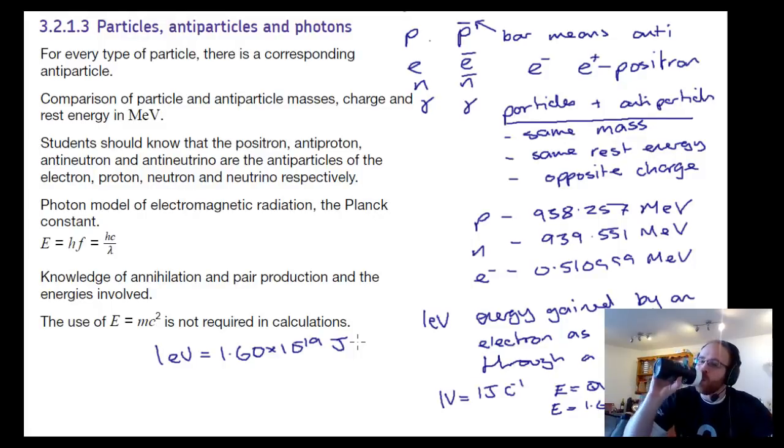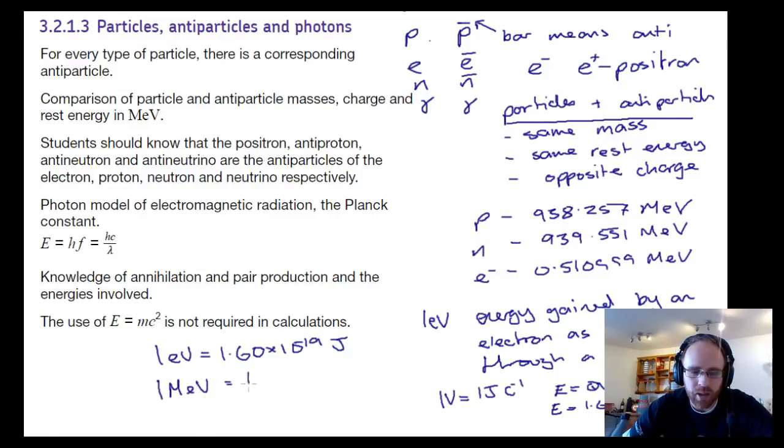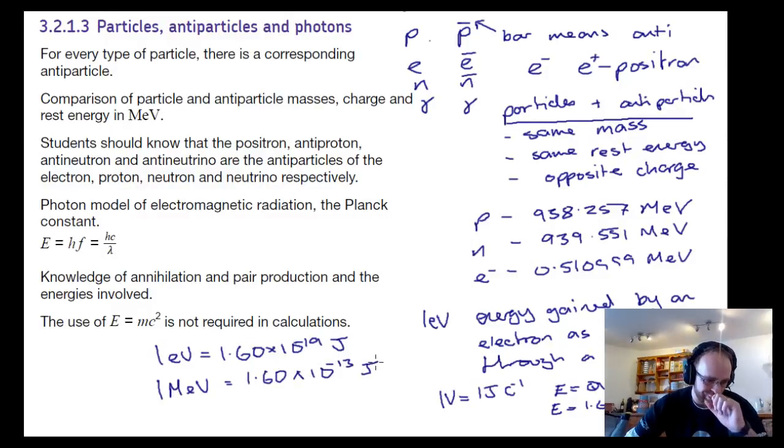But the masses and the energies that we're talking about are also really small. If we're converting from mega electron volts, then we can use 1.60 times 10 to the power minus 13 joules, and that is absolutely fine.